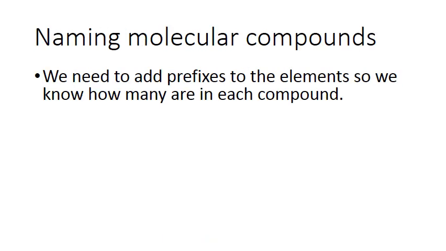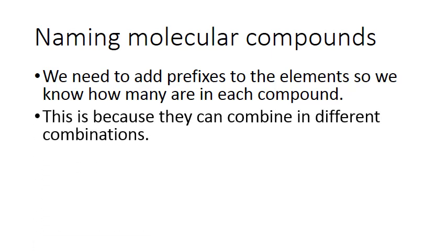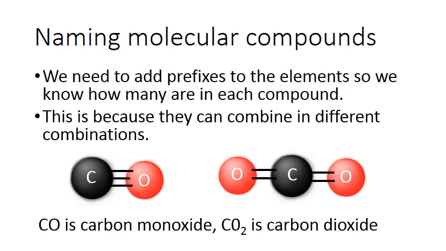Okay, when we are naming molecular compounds, we need to add prefixes to the elements so that we know how many are in each compound. And the reason we do this is because they can combine in different combinations. So even if you have the same 2 elements combining, they can combine in different ways and you'll end up with different chemicals. For example, carbon and oxygen. Just CO is carbon monoxide. That's one chemical. But then CO2 is carbon dioxide, a completely different chemical with completely different chemical properties.